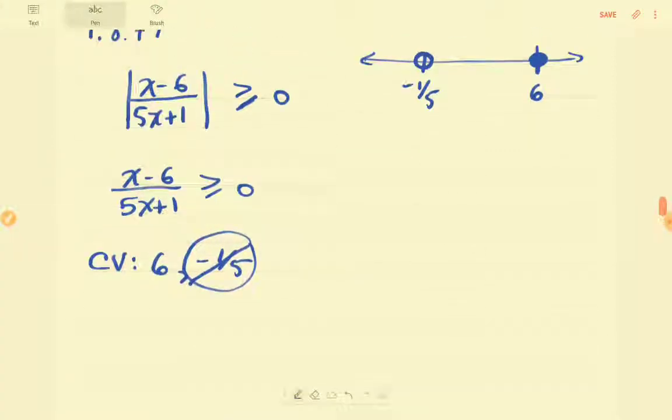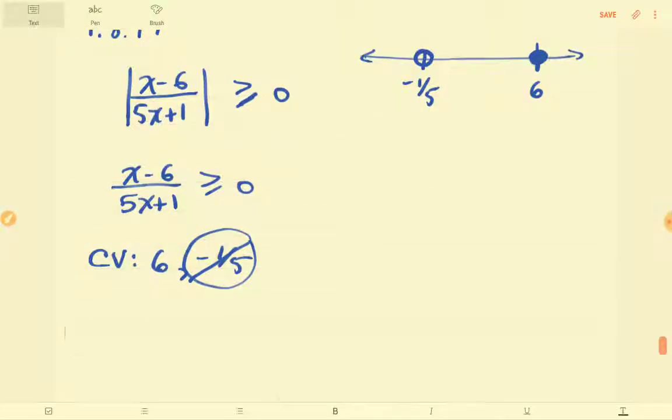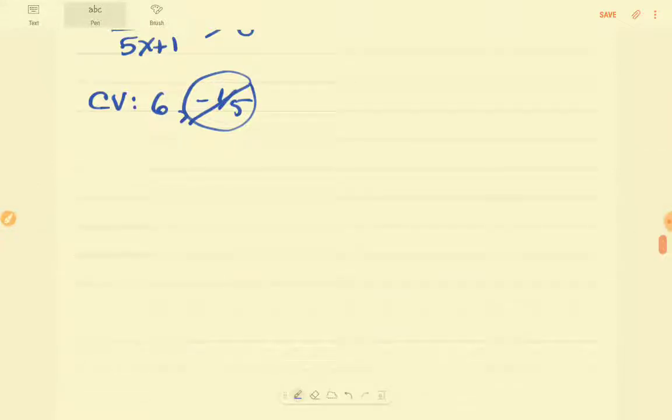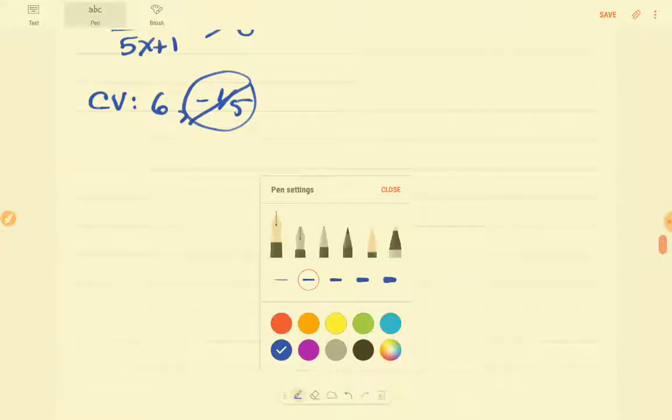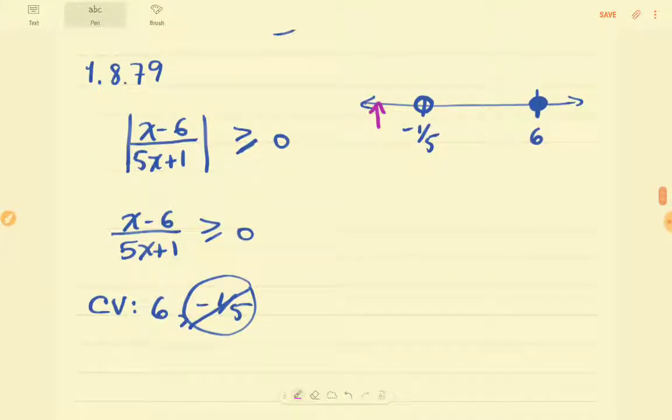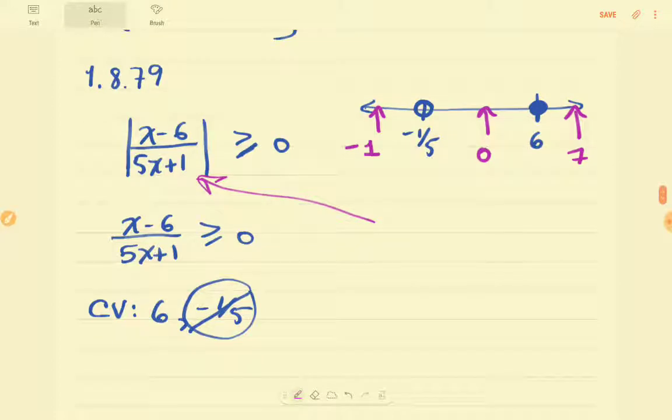All right, so after we have figured that out, now we want to test values within each of the regions. So let me get my different color here. I'm going to test in this region negative 1. In this region, I'm going to test 0, and in this region, I'm going to test 7. So I will just systematically plug each one of those into my original inequality and see if I get a left-hand side that is greater than or equal to 0.